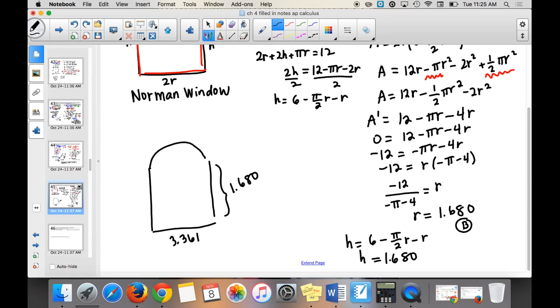Clearly not drawn to scale. So the Norman window looks more like this. But, you know, whatever. All right, do we understand that?